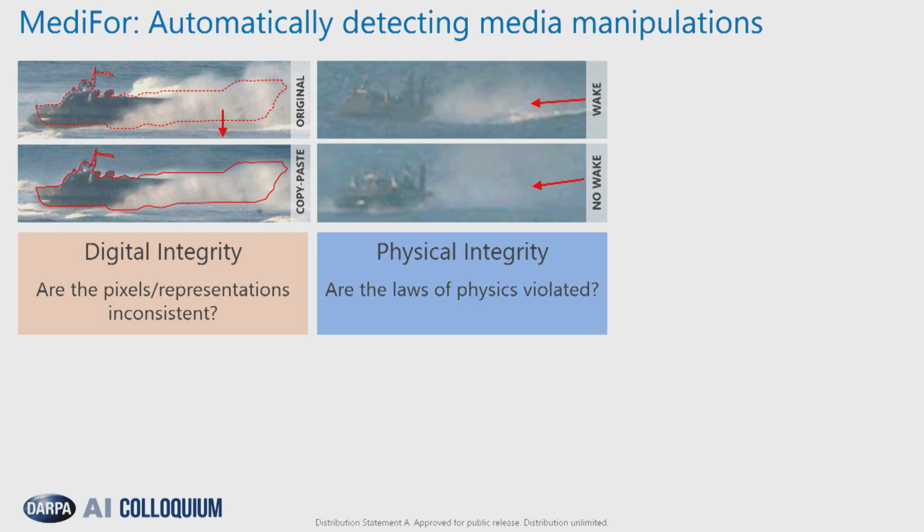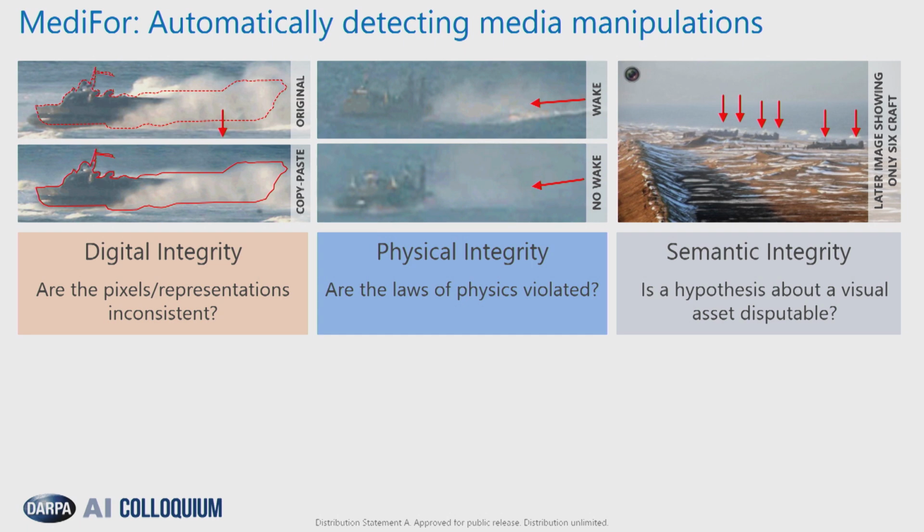The next level of information that we look at is physical integrity. Are the laws of physics violated? So we use the example of the wakes for the hovercrafts, but there's other things that you can look at as well. Are the lighting and shadows consistent? Is the geometry of the scene consistent with a camera that acquired it?